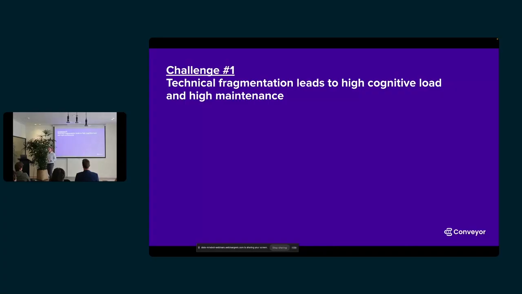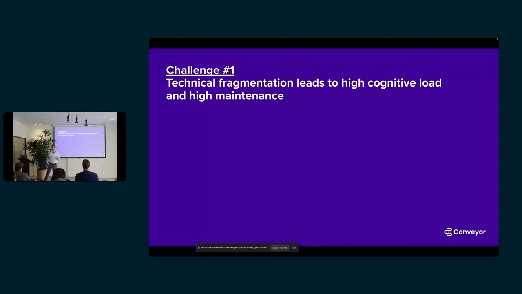And what does that cause? It causes high technical cognitive load on people. It makes it very, very hard to actually get anything done within these organizations. So how do we solve this?